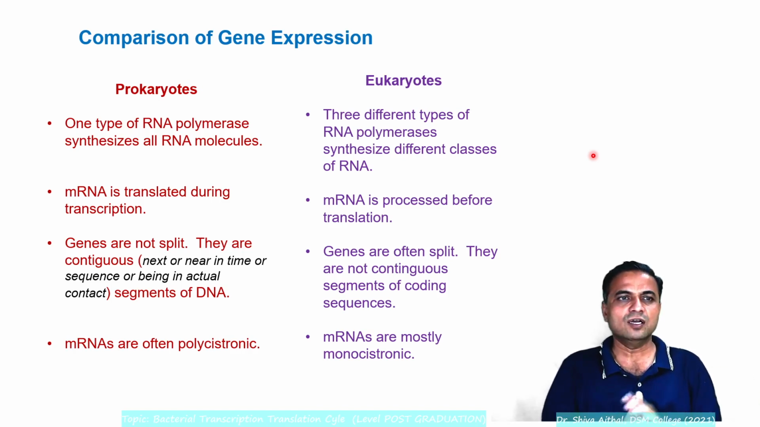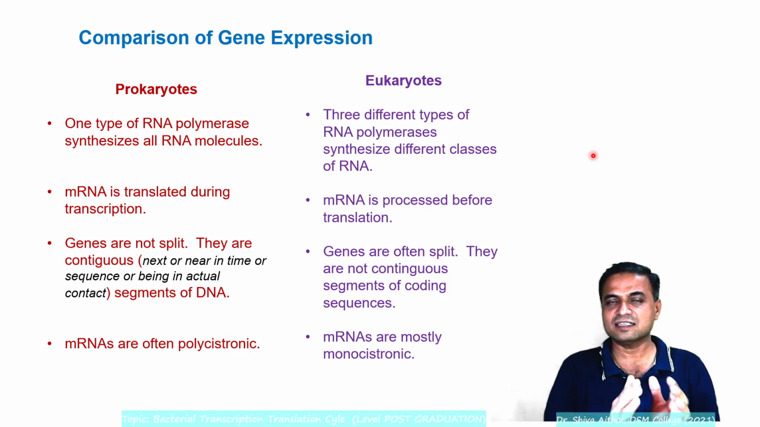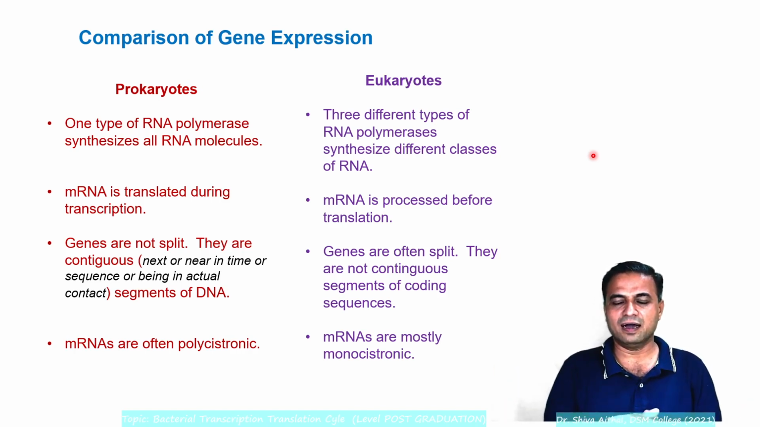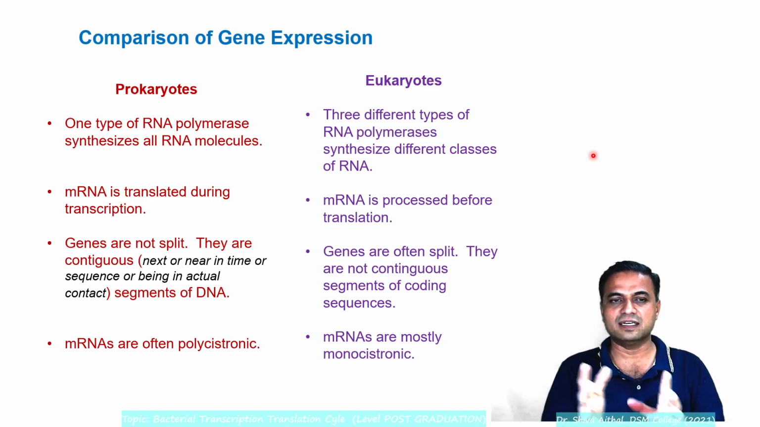Just as I have said, prokaryotes have one type of RNA polymerase, there is only one type, it synthesizes all types of RNA molecules. In eukaryotes, there are 3 different types of RNA polymerases, and they synthesize 3 different classes of RNA. 3 classes of RNA polymerase, type 1, type 2, type 3, they exist.